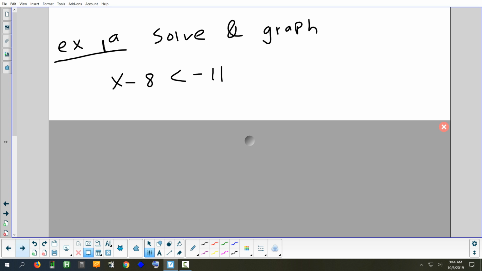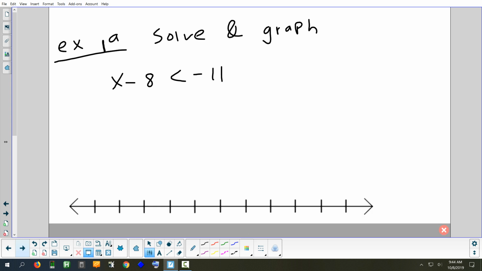Okay, so not every problem on the test is going to say solve and graph. Some will just say solve. But if it says solve and graph, make sure you solve it and then graph it on your number line. The reason we can't graph this one right away is because the variable is not by itself. What's with the variable that we don't want? We don't want the negative 8. We want to get rid of it and put it on the other side.